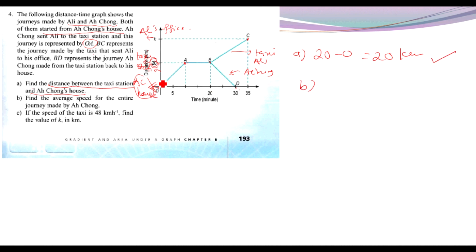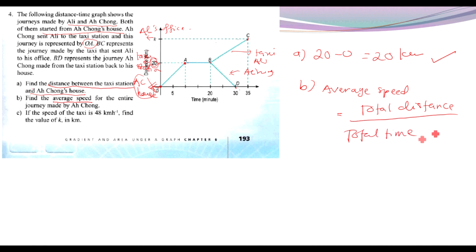Question B. Find the average speed for the entire journey made by Ah Chong. Remember, average speed equals total distance over total time taken.